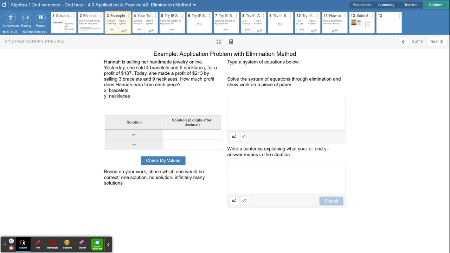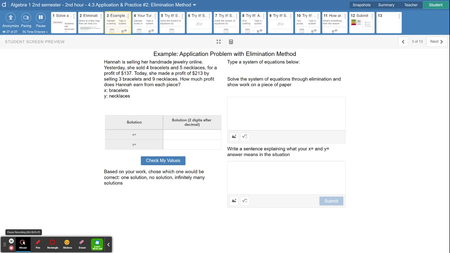So, for example, Hannah is selling handmade jewelry. She sold 4 bracelets and 5 necklaces for a profit of $137. And then today she made a profit of $213 by selling 3 bracelets and 9 necklaces. Now notice what the situation caused. It actually caused 2 different days, yesterday and today. So that kind of gives you a heads up, like, hey, we have to make 2 different equations.